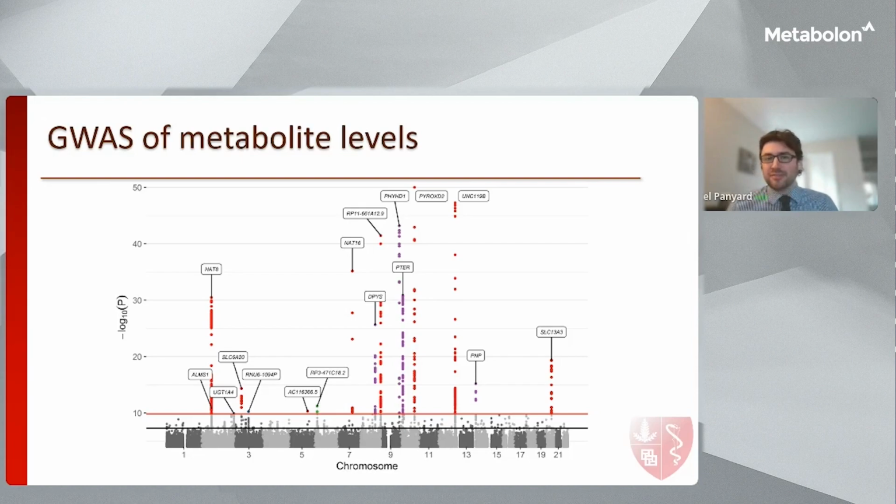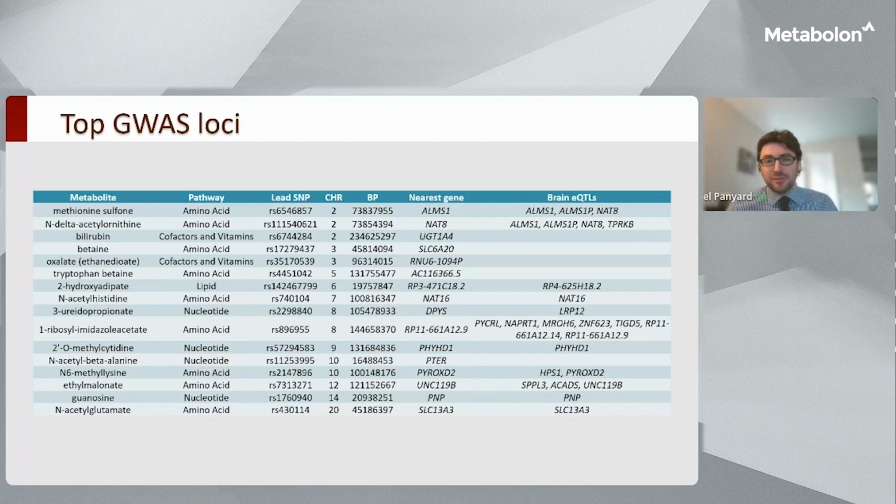Okay, but if we zoom into these specific GWAS loci and we look at the specific genes wherein those variants are located that are associated with these metabolites, a few different themes emerge that I think are important to point out for those of us integrating these data sets together.